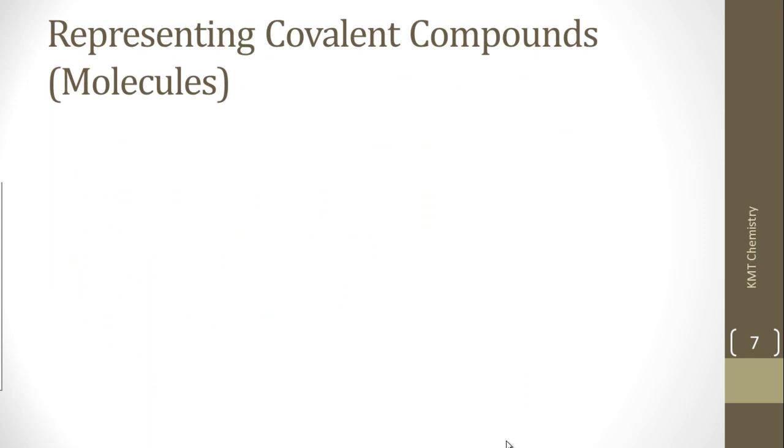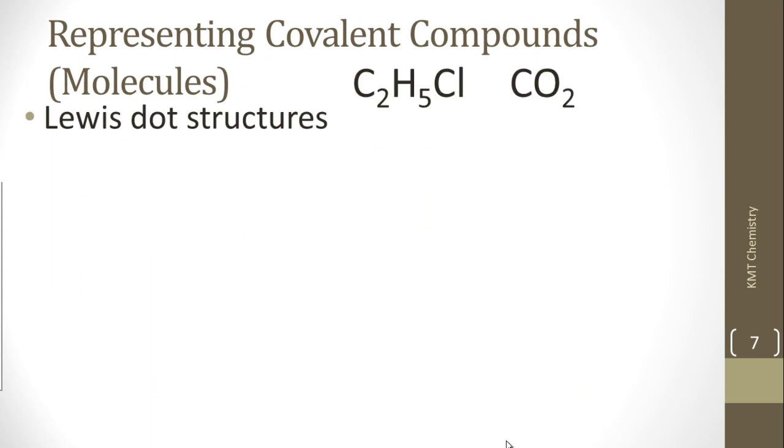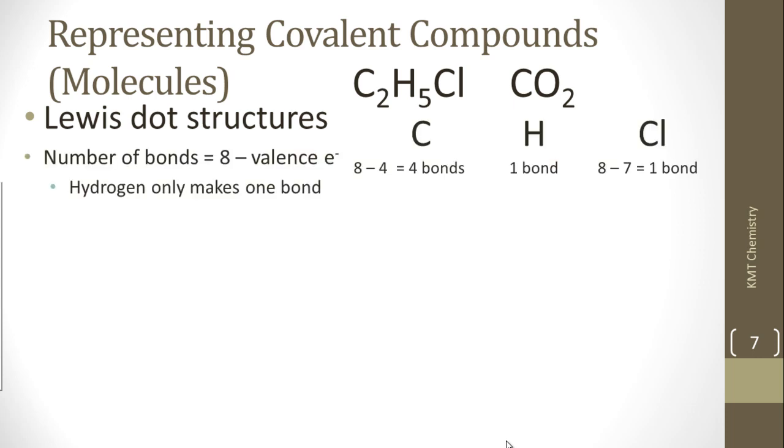When representing covalent compounds, Lewis dot structures are drawn. To draw a Lewis dot structure, first you have to be given a formula. Your first step is to figure out how many bonds each element wants to make. The way to do this is to subtract the number of valence electrons from 8, to give you the number of bonds. For carbon, you see 4 bonds. For chlorine, 1 bond. Hydrogen is an exception to this rule because it only makes 1 bond, needing only 1 electron to satisfy its duet, since there are only 2 electrons in the first shell.